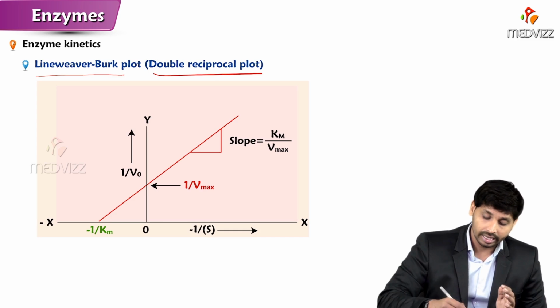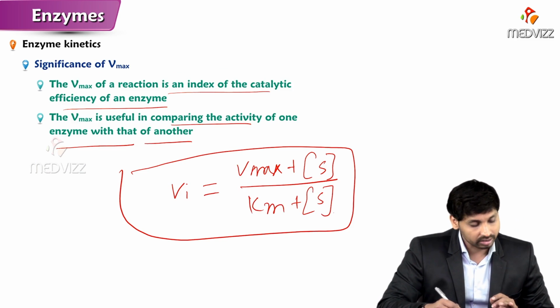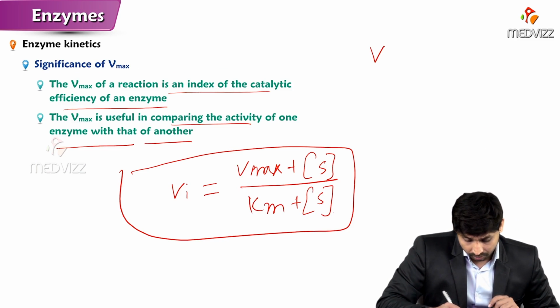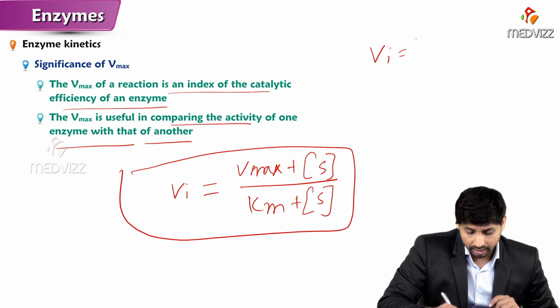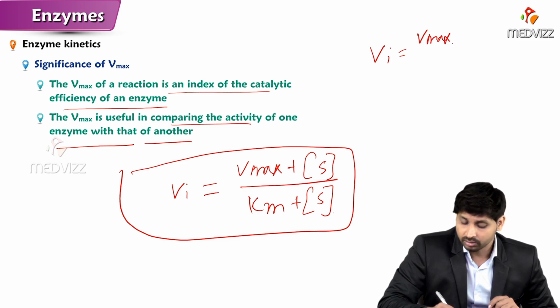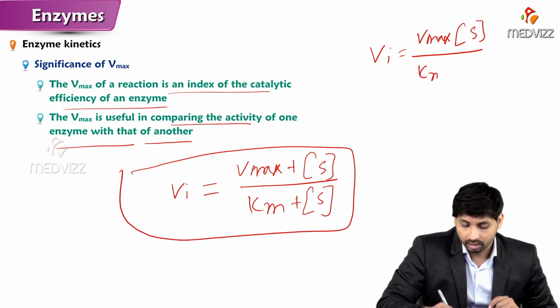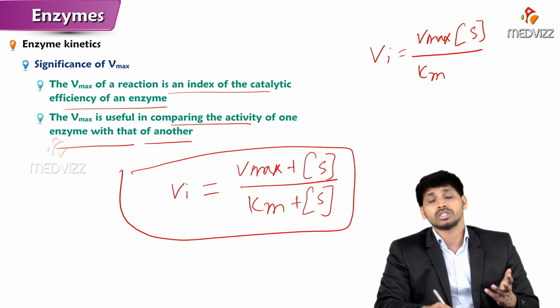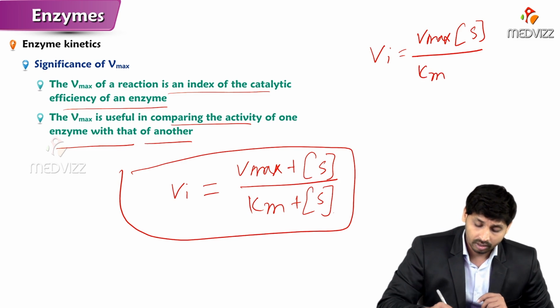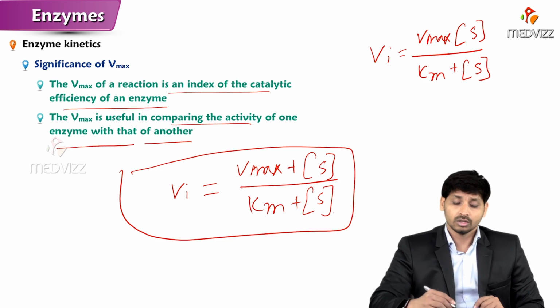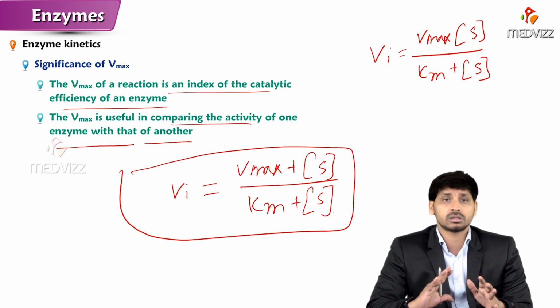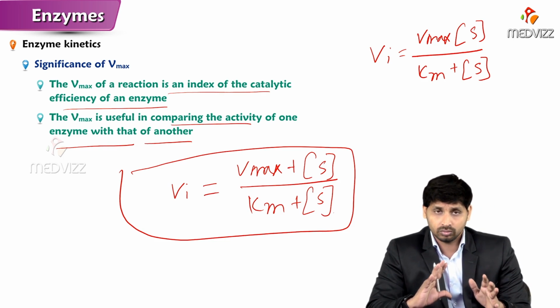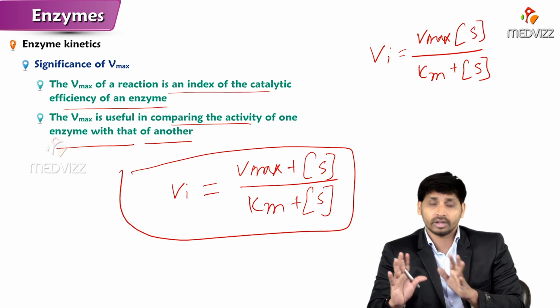That equation, as we discussed previously, is Vi equals Vmax, that means the velocity of the reaction has to be maximum, into substrate concentration divided by Km, where Km is the substrate concentration at which half of the velocity is maximum, plus substrate concentration, right? So you have to take the reciprocal of this to get the Lineweaver-Burk plot equation.